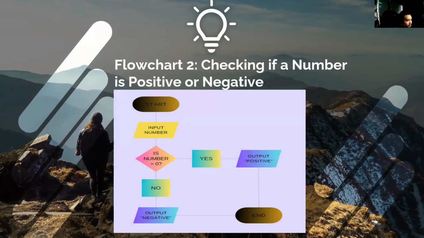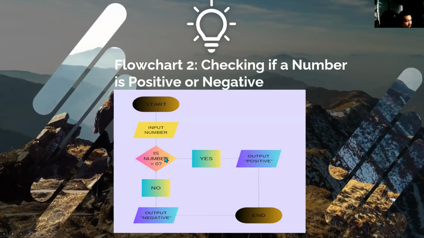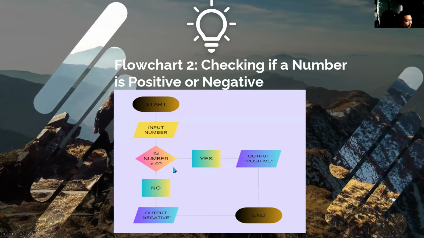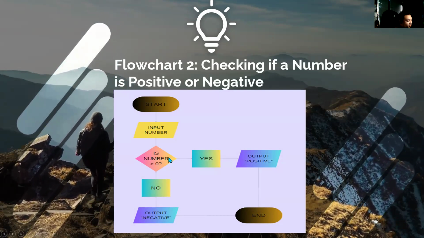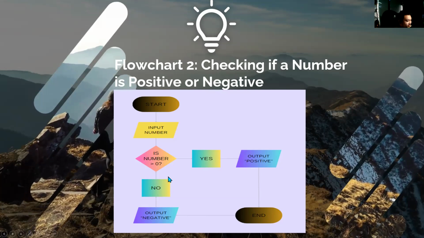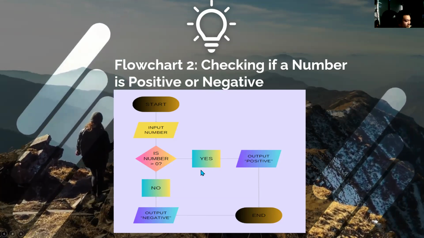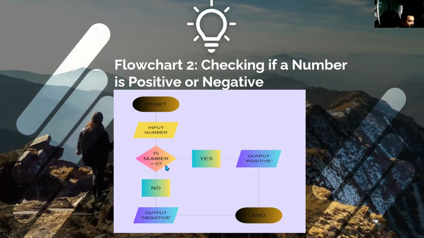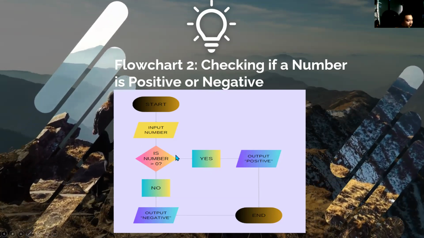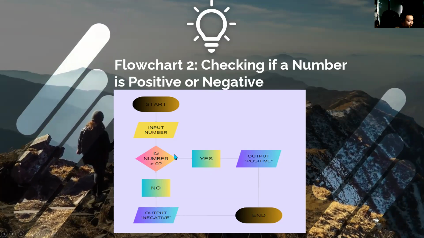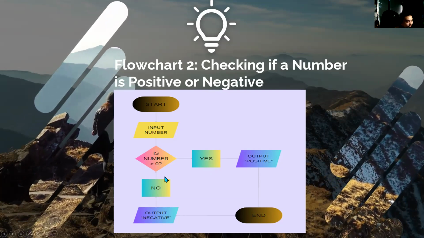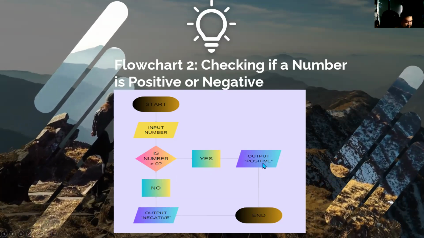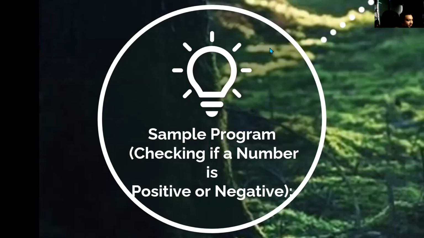Example 2 is checking if a number is positive or negative. This is where the diamond comes in. Okay, I think I messed that up. The diamond and the squares are supposed to be interchanged, with squares for yes and no. That's where the diamonds are supposed to go. I'm so sorry about that. So input a number. If it's greater than 0, that's where the decision is supposed to be. And if you put in 1 or -1, either one is going to go to no. Negative, the output is negative, and the other way is positive. And then end. All right.